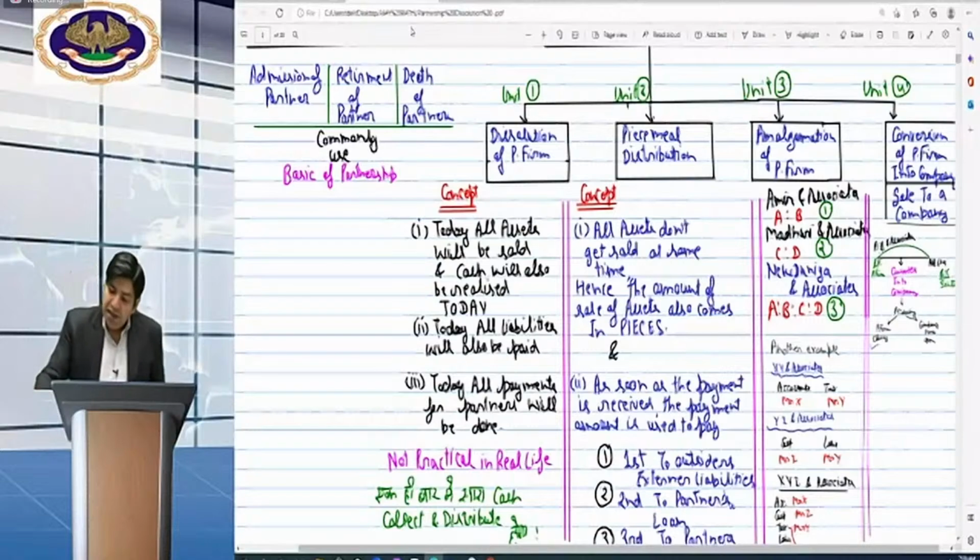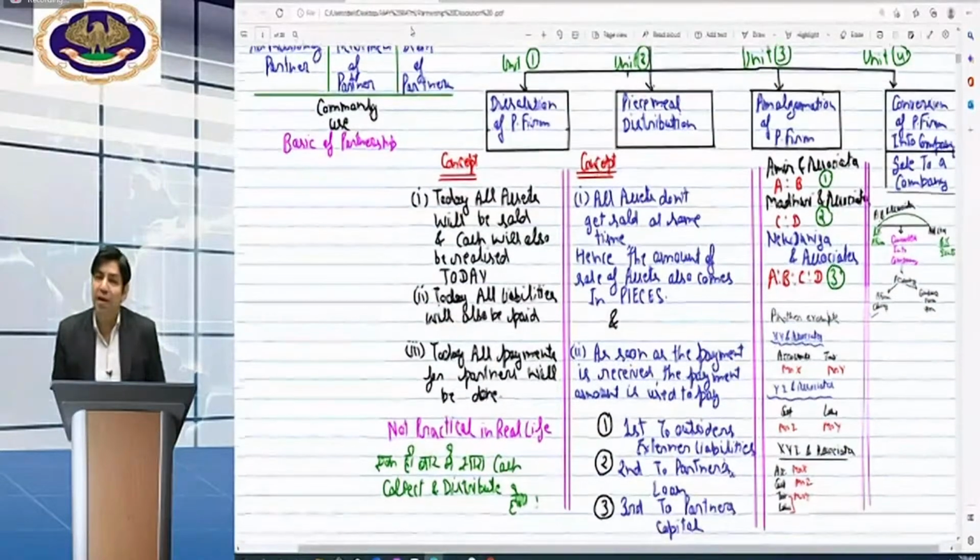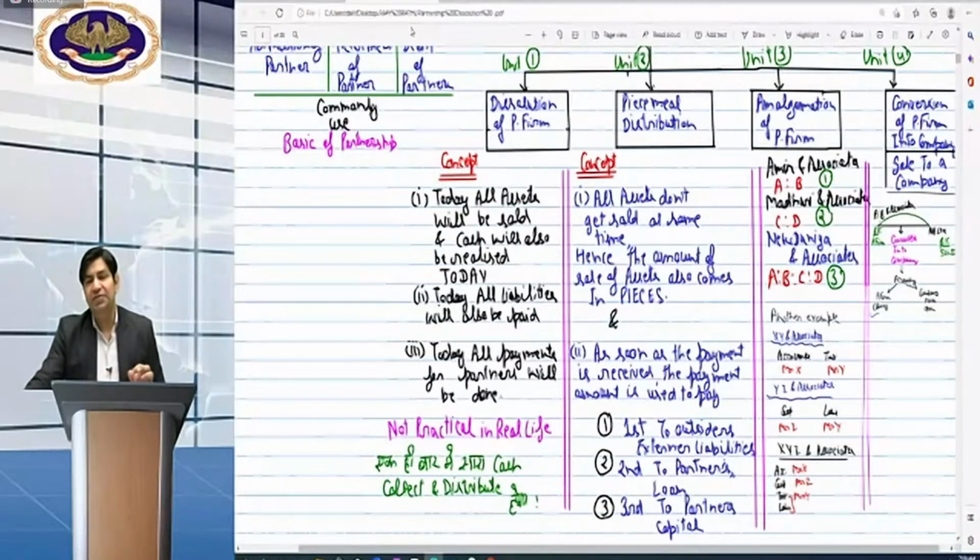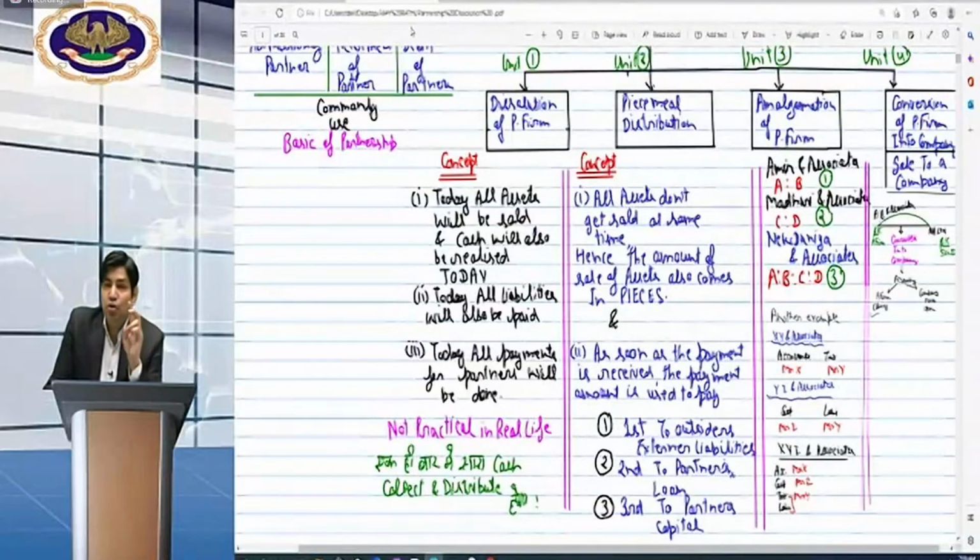In the second unit, since it's not practical to collect everything on a single date, the chapter tells us the accounting for this situation, piecemeal distribution. As the funds come in, they are distributed in order of priority: first to outsiders, then to insiders, and insiders means partners. There are 2 types of payments related to insiders: number 1, partners' loan, and number 2, partners' capital.